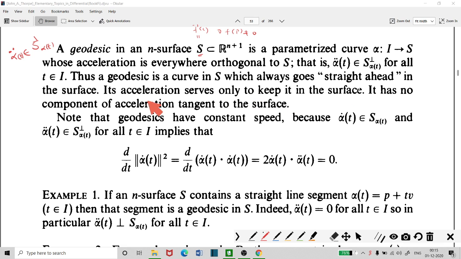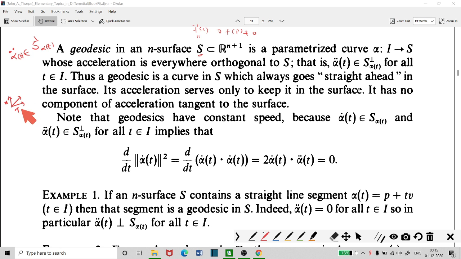It has no component of acceleration tangent to the surface. That means any vector can be decomposed into two parts, or written as a combination of the tangent space and the normal space. A vector in the tangent space, and this is a vector in the normal space. Any vector can be decomposed into this form.